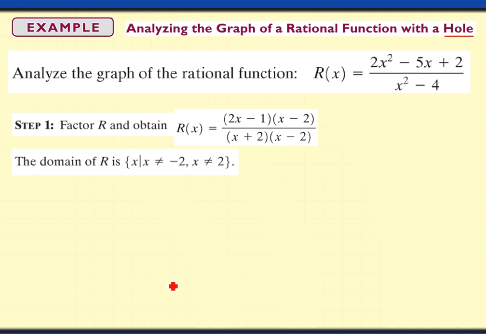So as we look at the factors, we can see that there's two things that go on. Remember, this is the function. And in this function, we see that the denominator would be 0 if x is either negative 2 or positive 2. And so the domain is the set of all x's such that x is not equal to either negative 2 or positive 2.